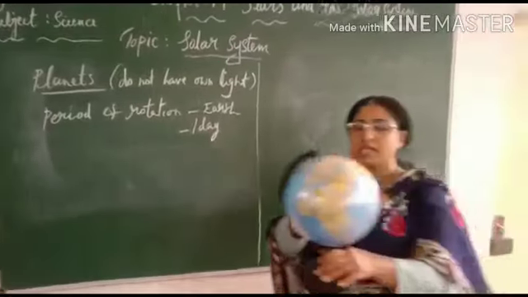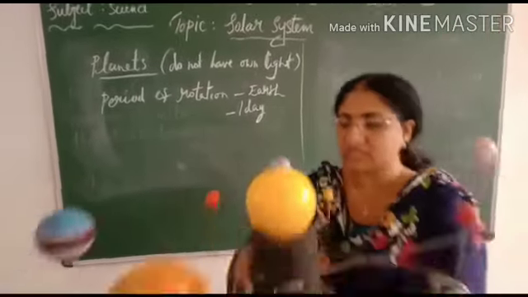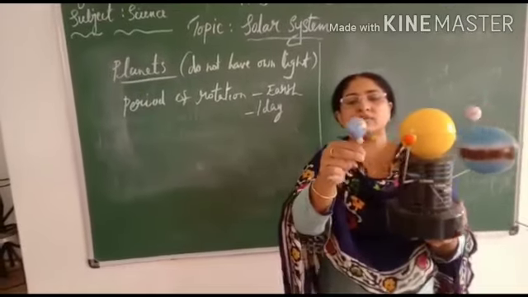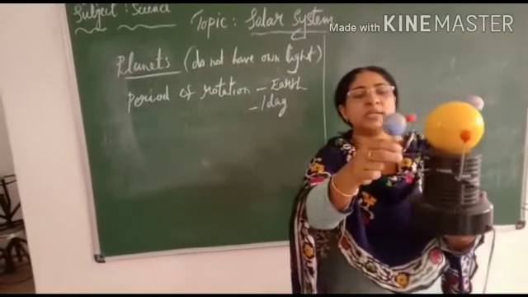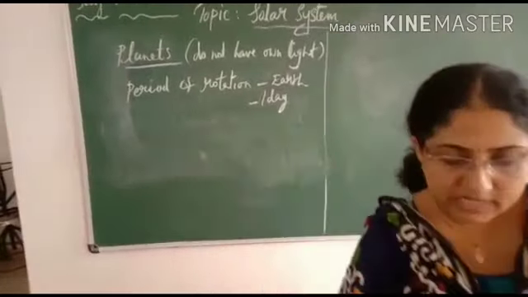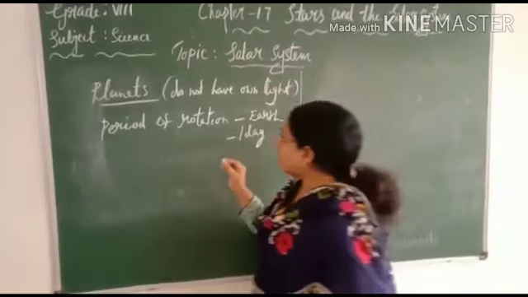Similarly, it is revolving around the sun. So this is the earth here, slowly it is going, and this is called a revolution. This is called the period of revolution. It's going and coming back to the same position. It takes 1 year to complete one revolution. That is called the period of revolution.